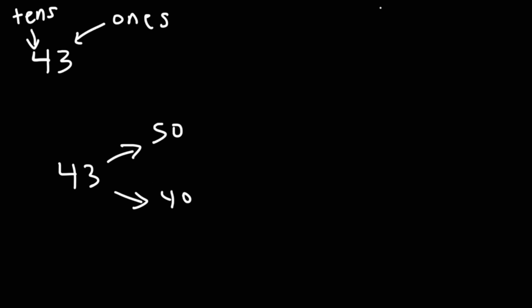Whenever you round to the nearest 10, the last number is going to be a 0. You just need to determine the number in the tens place. Are you going to round it up one digit or keep it the same? In this case, are we going to keep it a 4 or push it up to a 5?